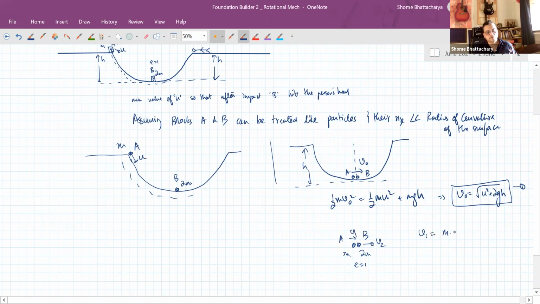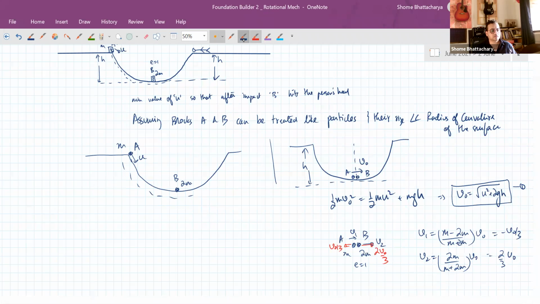v1 is (m1 minus m2) upon (m1 plus m2) times u1, which is v0. The second term is missing because B is at rest. And v2 is 2m1 upon (m1 plus m2) times v0. So this is 2 by 3 v0, and v1 will be minus v0 by 3. So actually what will happen is just after the impact, A will be going backwards at v0 by 3 and B will be going forwards at 2 v0 by 3.